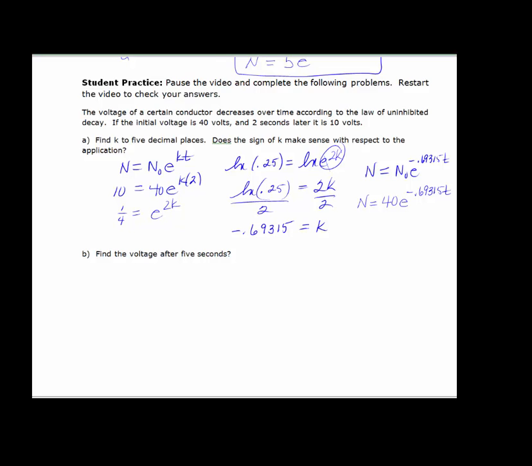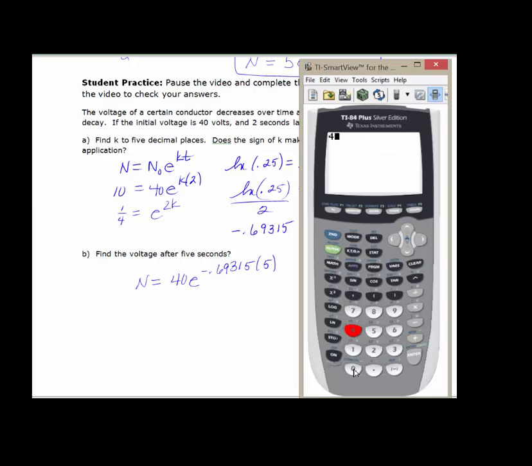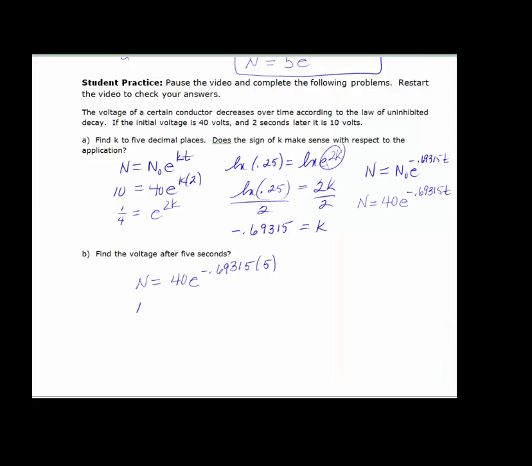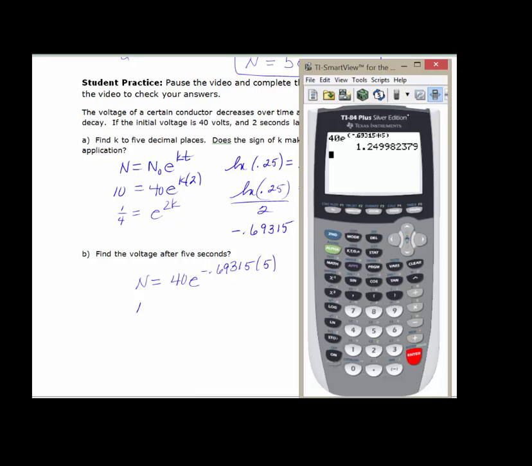So part B, find the voltage after 5 seconds. So I plug 5 in for t, pull up my calculator, 40, second function natural log, so I've got e to the, remember a lot of you will need parentheses here, so it would be negative 0.69315 times 5, and then close your parentheses and hit enter. So N is approximately 1.25.